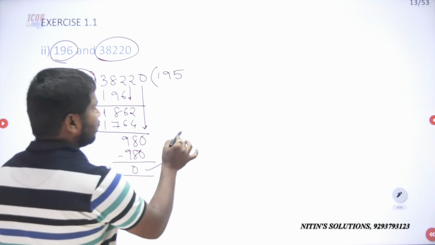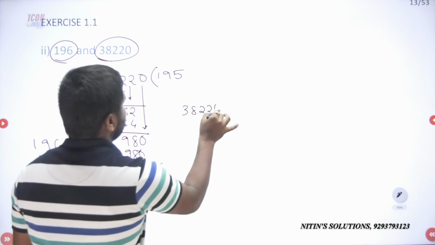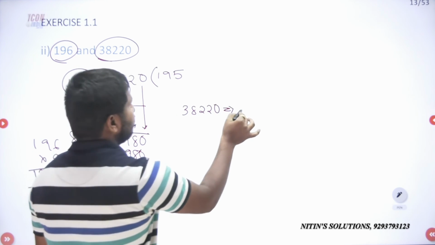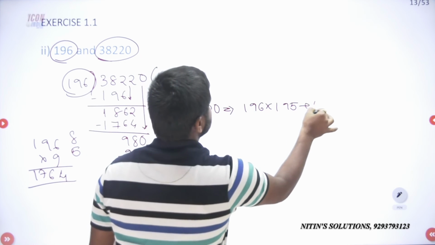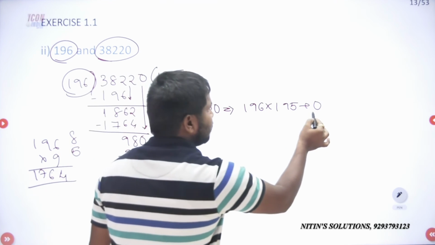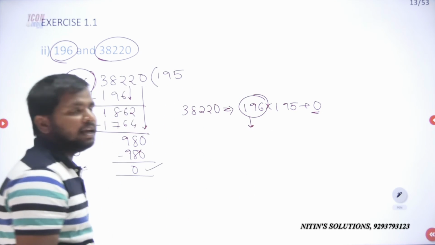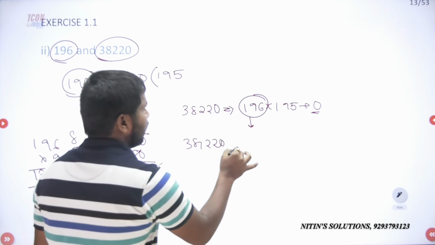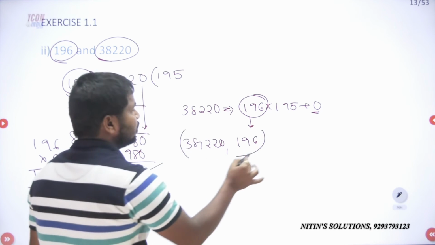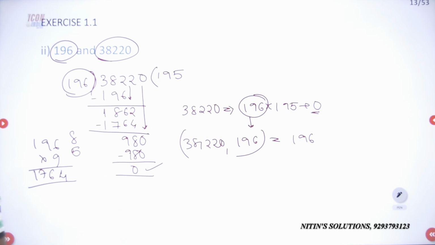Now what can we write? 38,220 can be expressed in the form of 196 into 195 plus 0. So as I got the remainder 0, 196 will be the HCF of 38,220 and 196, right? So the HCF of these two numbers will be 196. Clear? Now coming to the next question.